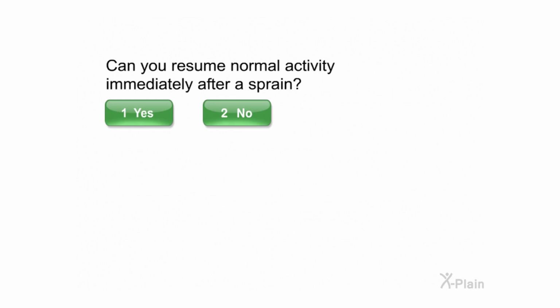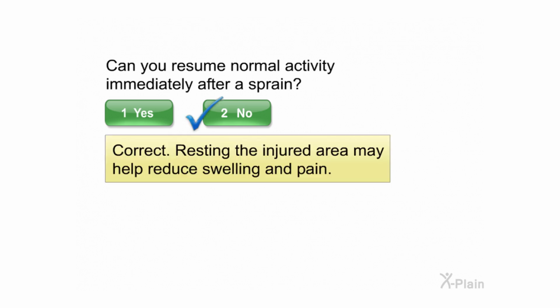Can you resume normal activity immediately after a sprain? Select yes or no. Correct. Resting the injured area may help reduce swelling and pain.